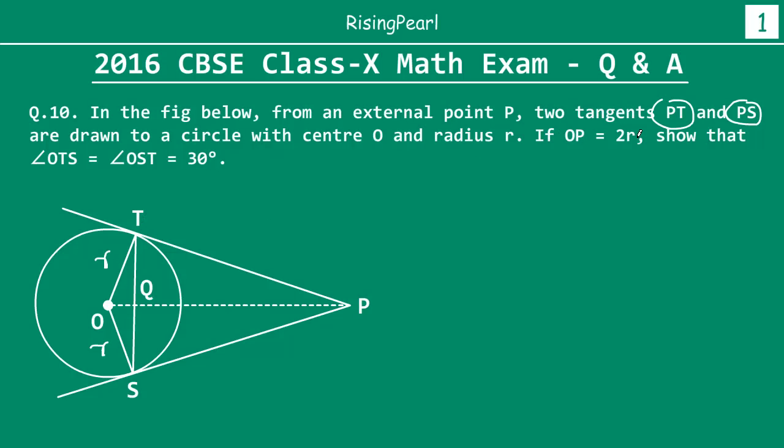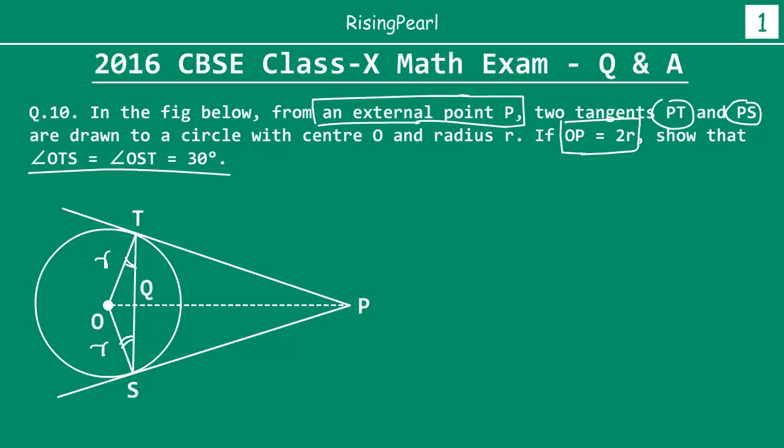If OP equals 2R, so what is given is this OP. Now what is O? O is the center of the circle and P is any external point, and what is given is that PT and PS are the two tangents drawn. Also what is given is OP equals 2R. So OP, this entire length, is 2R. So we have to show that these two angles, that is OTS, which is this angle, and OST, this angle, are equal and that they are equal to 30 degrees. So how are we going to go about solving this question?